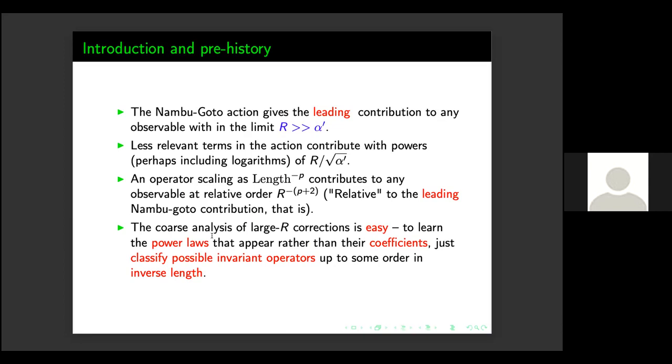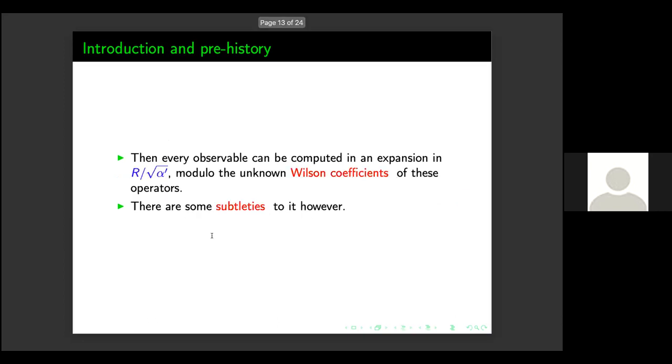An operator scaling as length to the p contributes to any observable at relative order r to the minus p plus 2. So this kind of analysis of large r corrections is easy. Just classify possible invariant operators up to some order in the inverse length. Then every observable can be computed in an expansion in r over root alpha prime, modulo unknown Wilson coefficients of those operators in the action. There are a couple of subtleties to it, however.